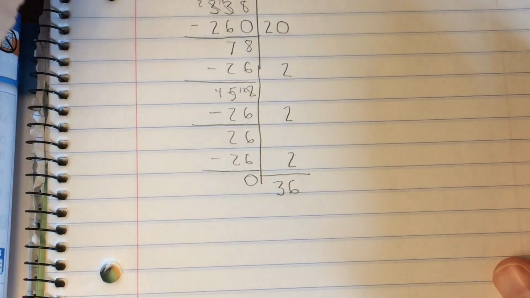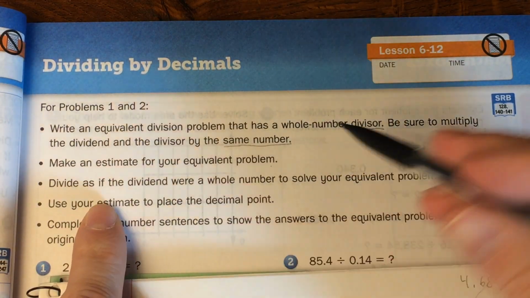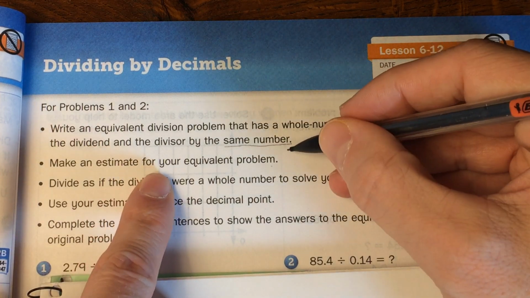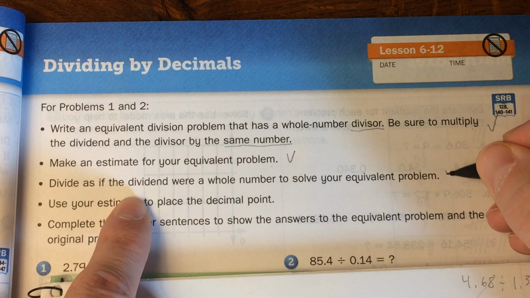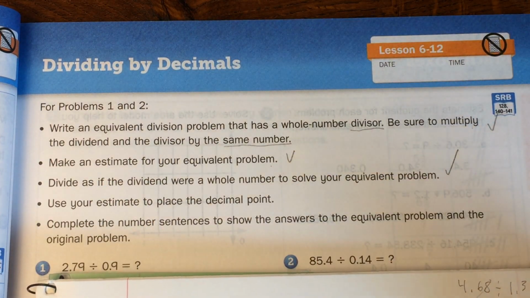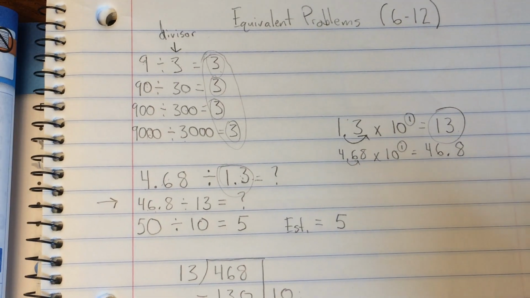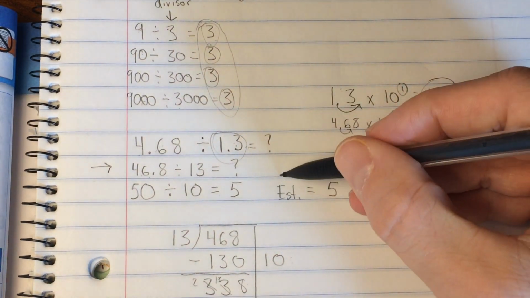Okay, let's go back to page 227. What do they want us to do next? All right, so we wrote an equivalent problem. We made an estimate for our equivalent problem. We divided as if they were whole numbers. So now we're right here. We need to use the estimate to place the decimal point. So our estimate was 5.